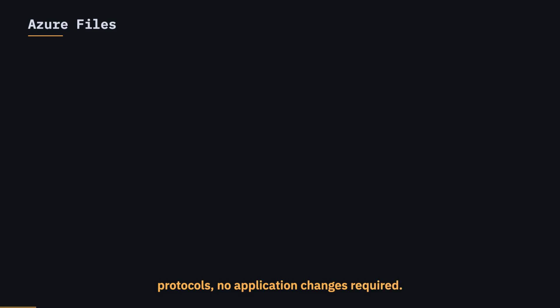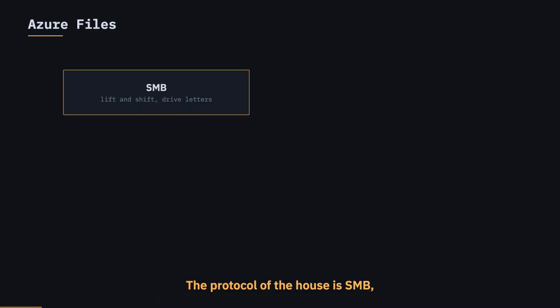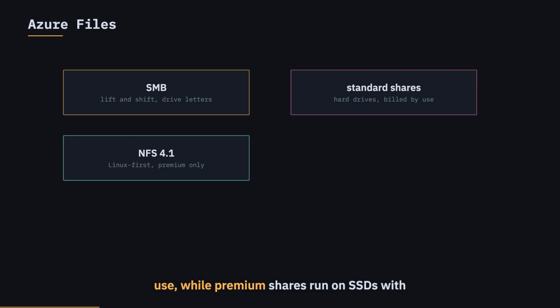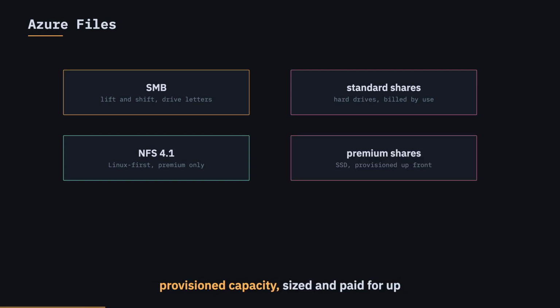No application changes required. The protocol of the house is SMB, the same protocol Windows file servers have spoken for decades, which is why lift and shift scenarios, moving an old app without rewriting it, are the signature use case. Linux-first workloads can use NFS shares instead, version 4.1, though those require the premium tier and stay within local or zone redundancy. On performance, standard shares run on hard drive-backed storage billed by what you use, while premium shares run on SSDs with provisioned capacity, sized and paid for upfront, the trade being predictable speed for a predictable bill.